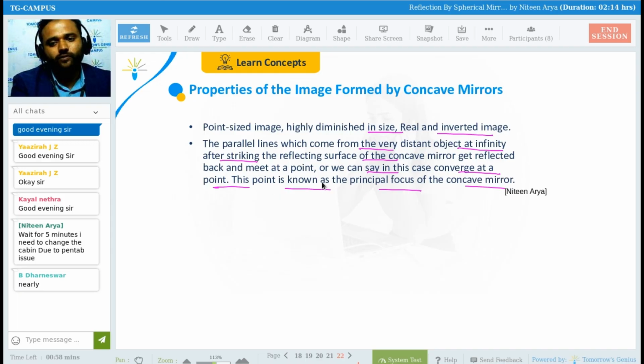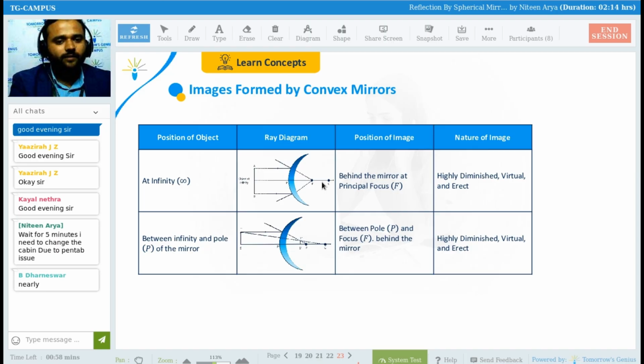This point is known as the principal focus of a concave mirror. Now, this is the image formed by a convex mirror. There are only two simple cases. You put an object anywhere. If you put an object at infinity, very, very far away, in a convex mirror, the image is going to form at the principal focus, or you can say behind the mirror at the principal focus, highly diminished, virtual and erect.